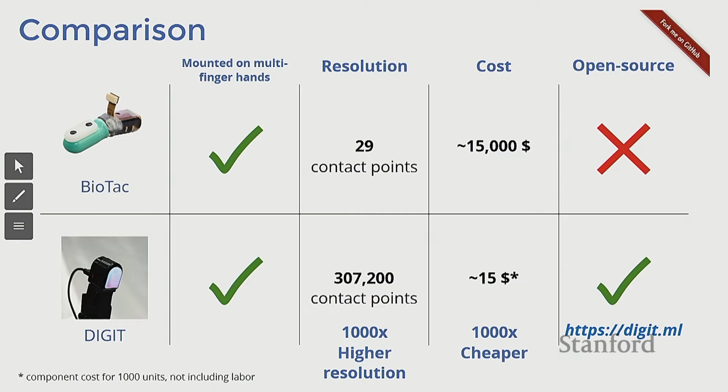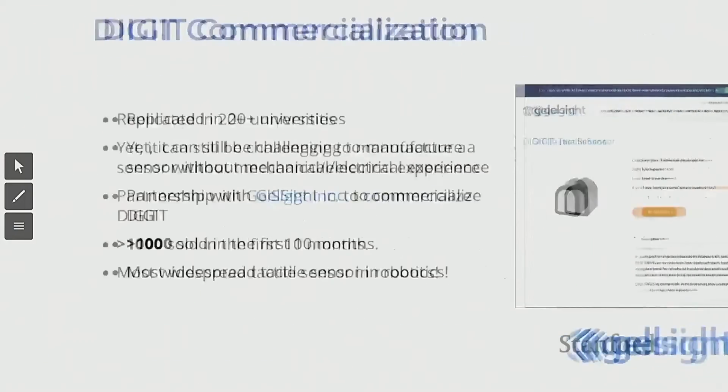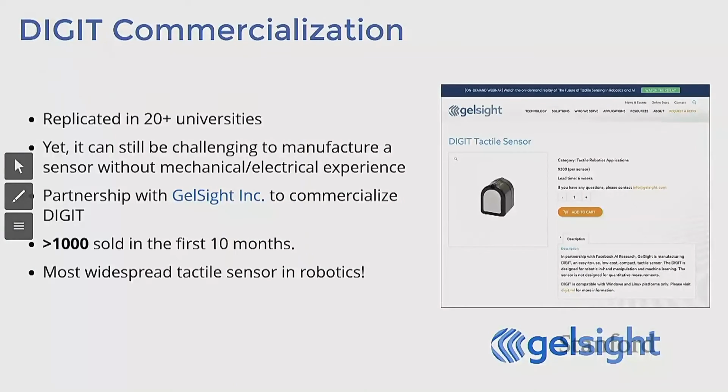And DIGIT is also open source, so anybody can download it, anybody can modify it, and you can build it at home. So far, the most interesting thing for us has been that dozens of universities have actually reproduced these sensors on their own. But we also partnered with GelSight Inc., a startup in Boston, to have the sensor commercially available.